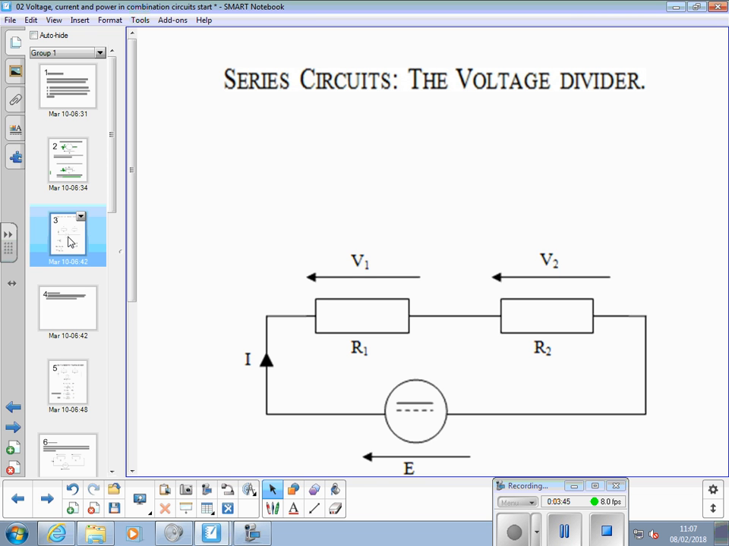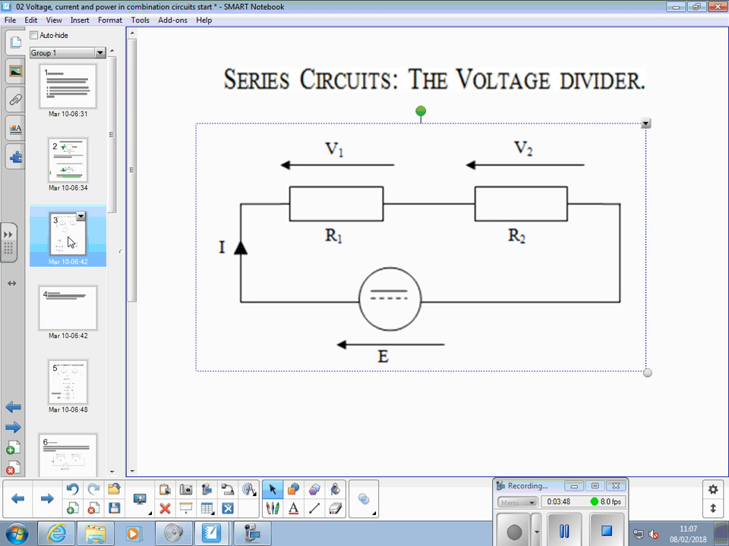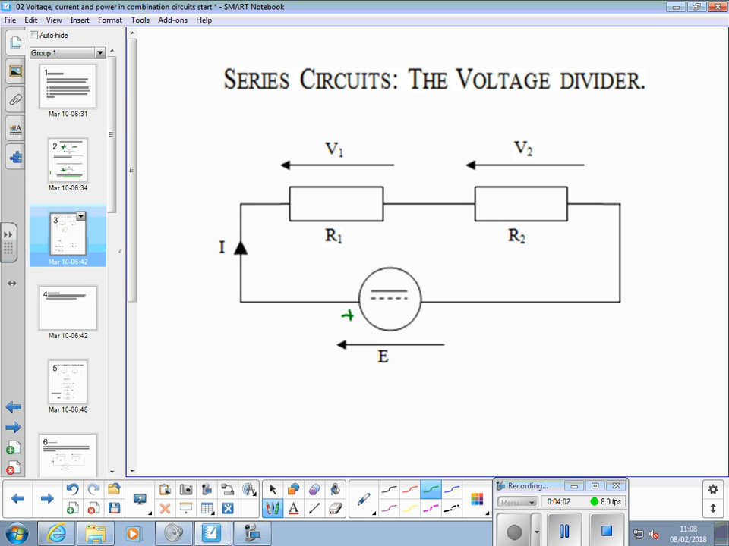Series voltage divider. What we've got is a source voltage here, so that must be the positive terminal, and the negative of that source. The arrow points towards the positive terminal. The current goes in the direction shown by the arrow, and we could call it IT, for I total, because in a series circuit there is one current.